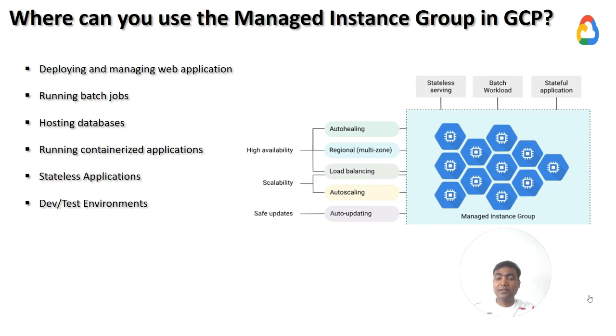Guys, stateless applications: MIGs are well suited for stateless applications where each instance can handle requests independently without relying on shared state. This enables easy scaling and replacement of instances. Dev and test environments: you know guys, you can use MIG to create and manage development and testing environments, ensuring that they can be easily replicated and scaled as needed. Now guys, I hope you can understand where you can use managed instance groups in Google Cloud Platform.